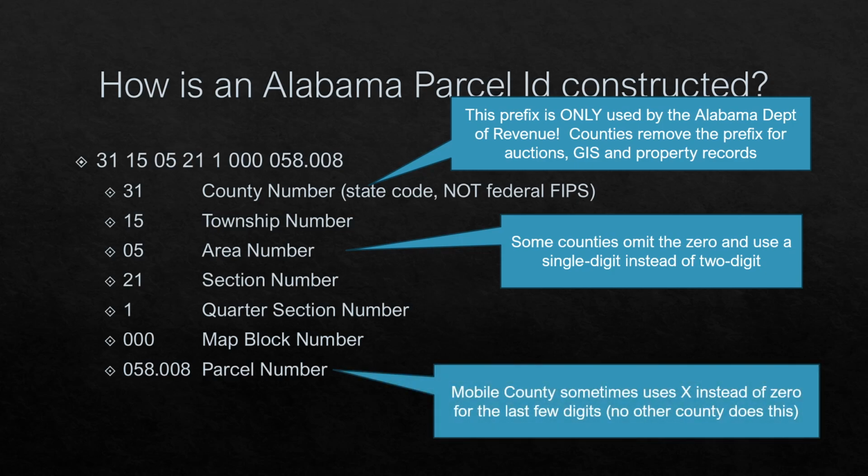And one more exception to the rule: Mobile County sometimes throws triple X's at the end, or X's to replace zeros for the last few digits. I haven't seen any other county that does this. I don't know why Mobile does it, but there's a workaround we'll go through in a minute if you're working with Mobile as well. They have another identifier that's shorter and better to use if you're calling the county to ask about a property.